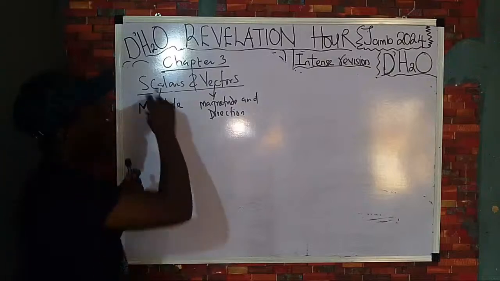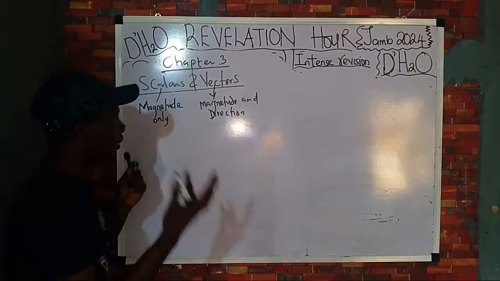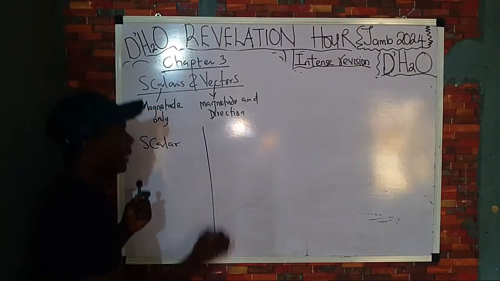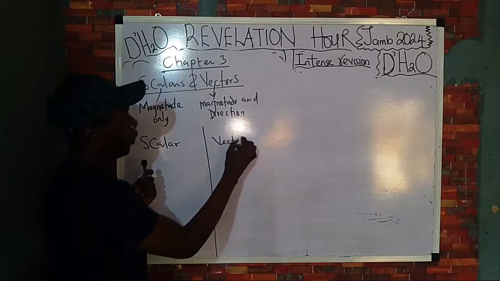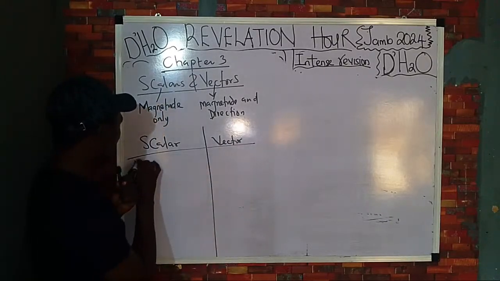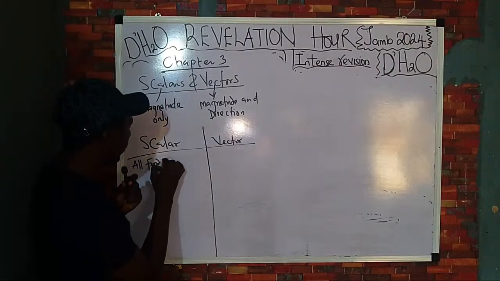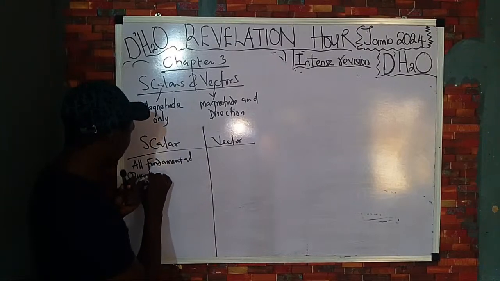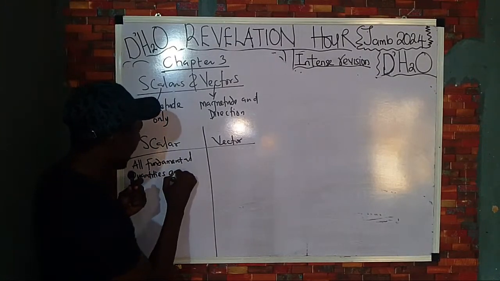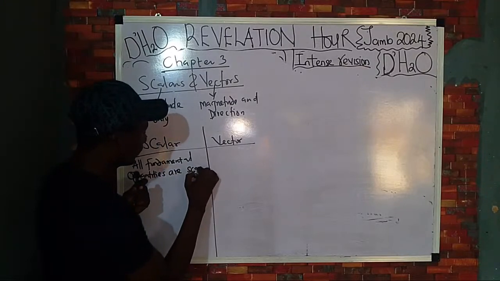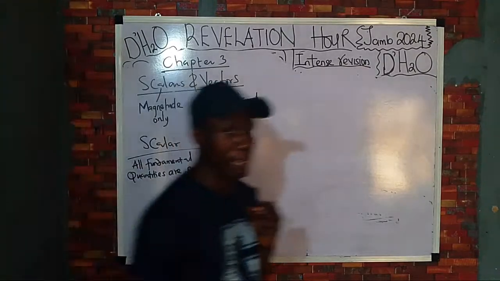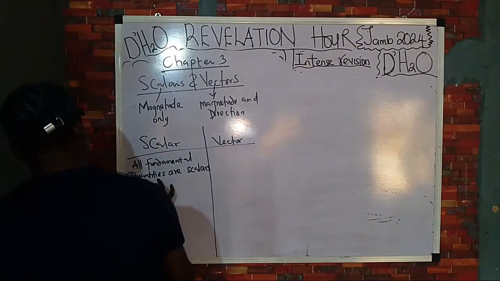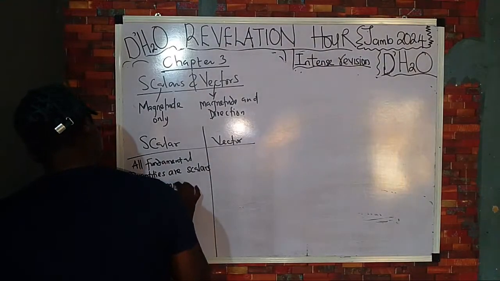Now, if I do scalars versus vector, I will tell you if I draw a table here for scalar and I put a table here for vector. Now, I can tell you, number one, all fundamental quantities are scalars. All fundamental quantities are scalars except luminous intensity.